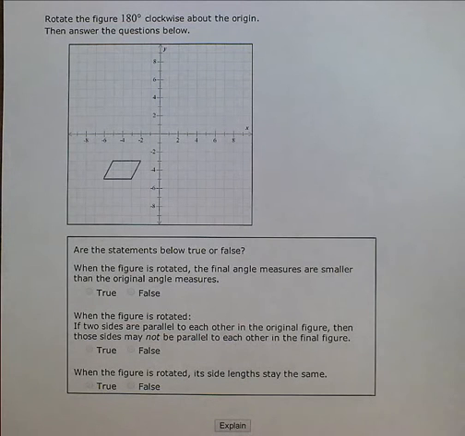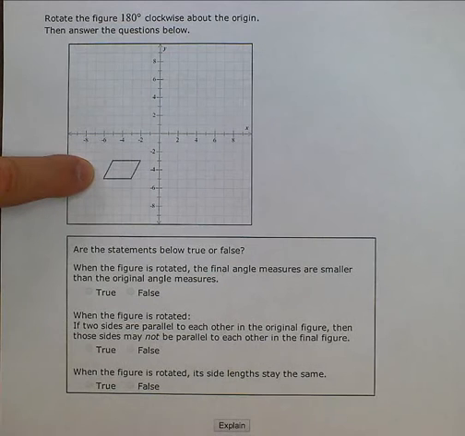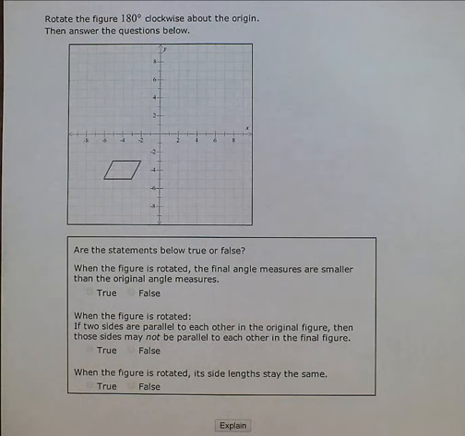measures of this figure. And when the figure is rotated, if two sides are parallel to each other in the original figure, then those sides may not be parallel to each other in the final figure. Is this true or false? And when the figure is rotated, its side lengths stay the same, true or false.